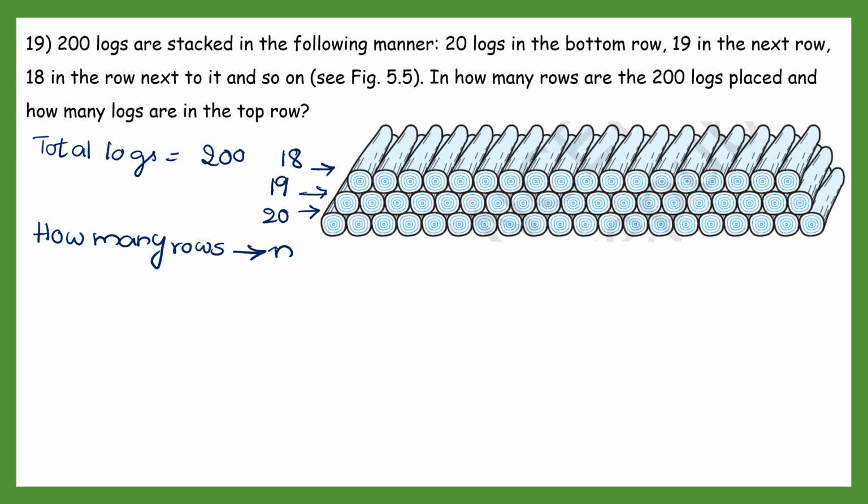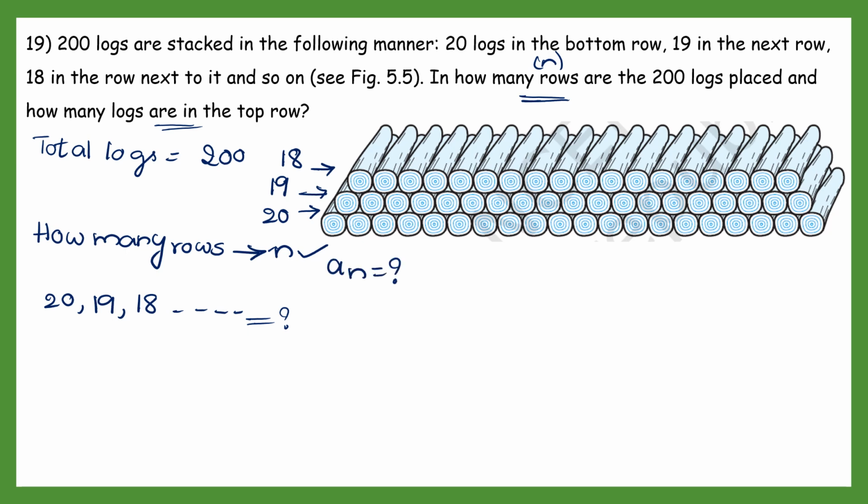See, there are total n rows. We don't know n. In the first row, 20 logs, in the second row 19 logs, in the third row 18 logs, and so on. We don't know the last row, we don't know the value of n. They are asking to find the value of n, that is, how many rows there are. And they are also asking how many logs are placed in the top row. That means an. We need to find an also.